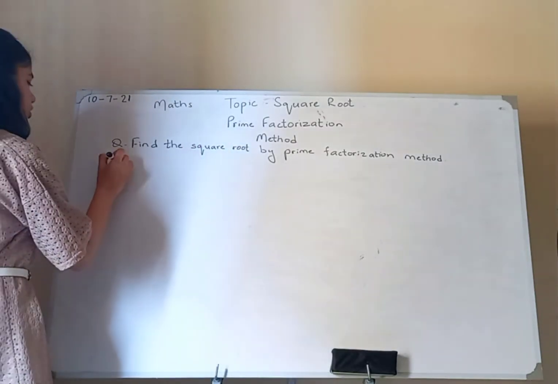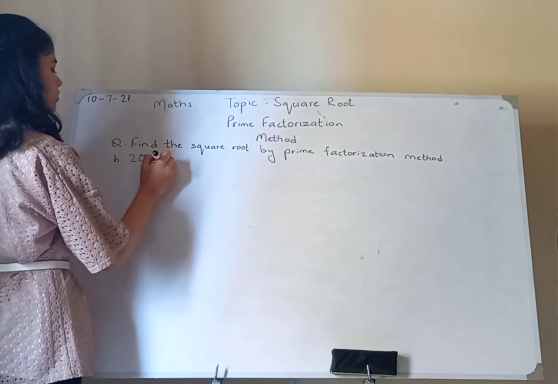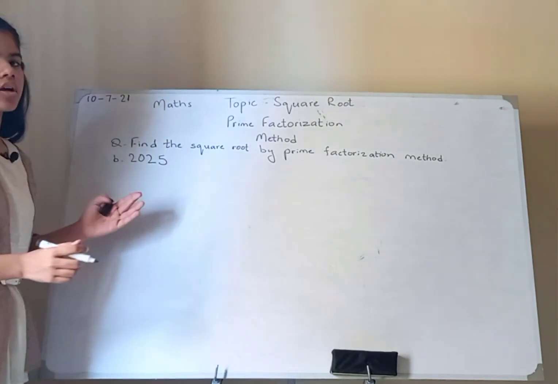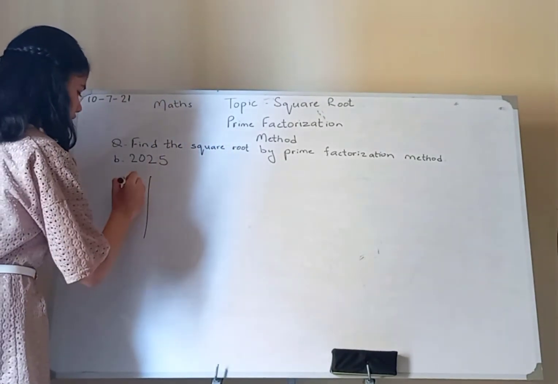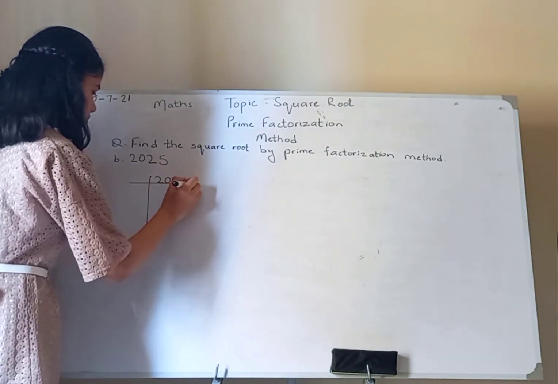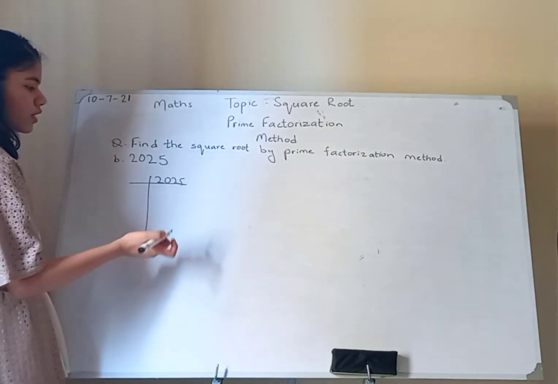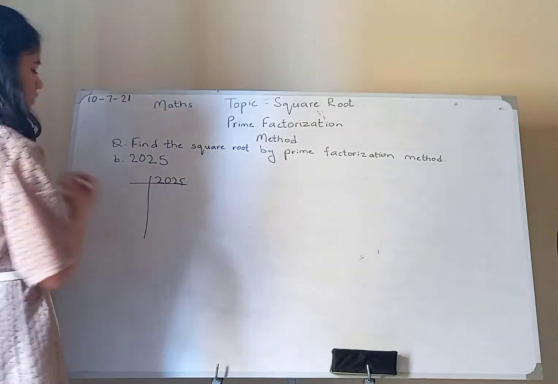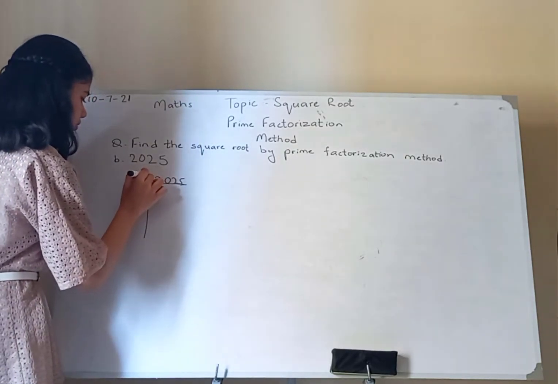Now I am doing another question for you. Another question is the prime factorization of 2025. From which table can we solve this question? We can do it from 5, because there is a 5 at the end, so we can easily solve it from the table of 5. So we are going to solve it from 5.